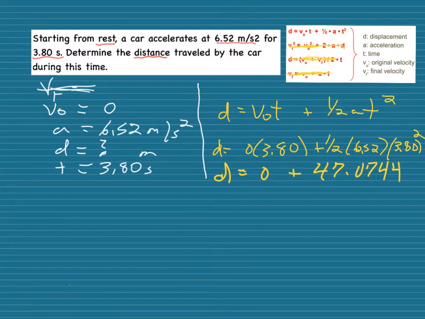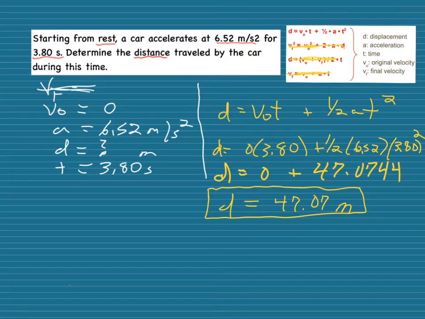So what my answer would be is d equals 47.07 meters, since I'm talking about displacement or distance. Now if you get something very close to that, I wouldn't count it wrong. If you have something like 47.2 or 46.8, that's close enough. It depends on if you round during the problem or not.